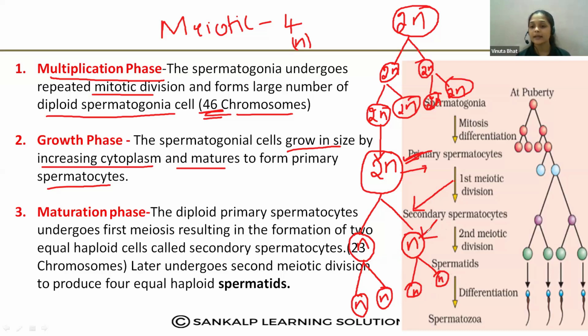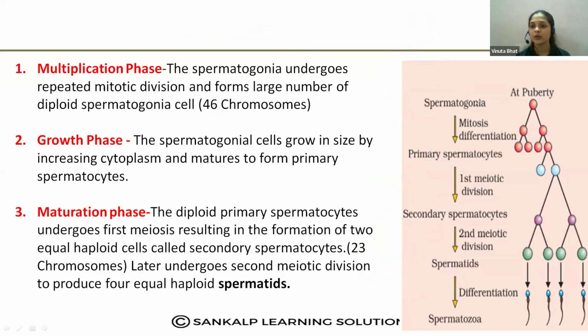Here these secondary spermatocytes undergo the second meiotic division and form the spermatids. Here 4 cells are formed, right? These are called spermatids. And this is the actual spermatogenesis. So what happened in this spermatogenesis? Look at this schematic representation.